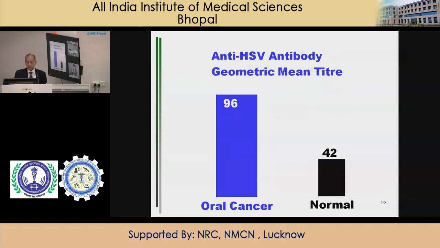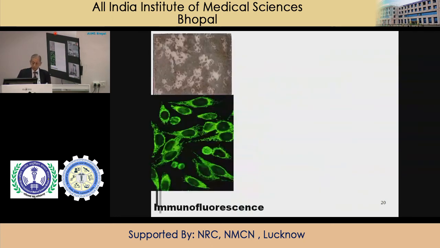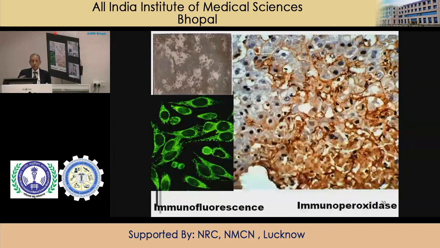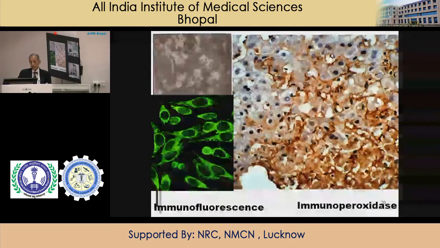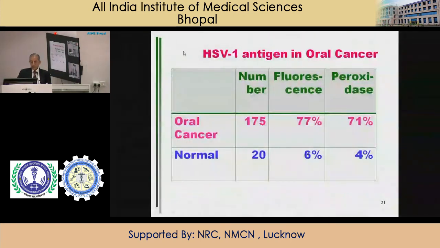Now, if you take immunofluorescence, the cancer cells are taken, anti-HSV antibody is added over that, and then immunofluorescence is done. Or you can use immunoperoxidase. Both will give positive tests in many cases. For example, if you take HSV antigen in oral cancer, the fluorescence is 77% and peroxidase 71%. In normals, it will be very low.